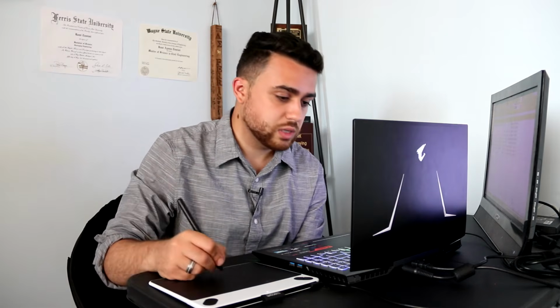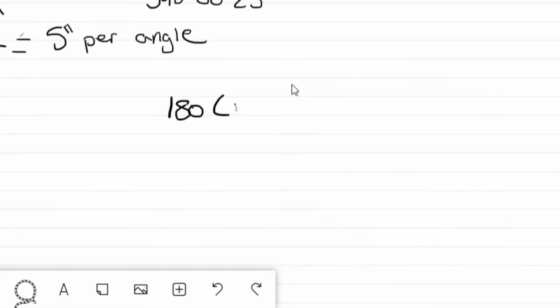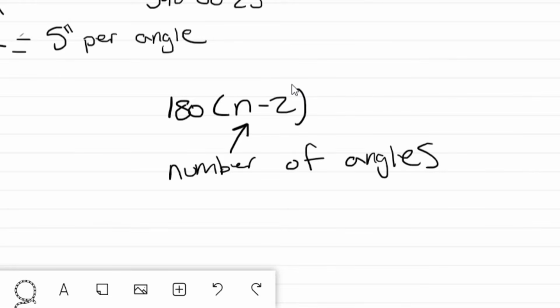So now we have 540 degrees. If you're ever unsure about what your angles are supposed to add up to, the formula for figuring out internal angles is 180 times (n minus 2), where n is the number of angles. So in our case, 180 times (5 minus 2) is equal to 540.